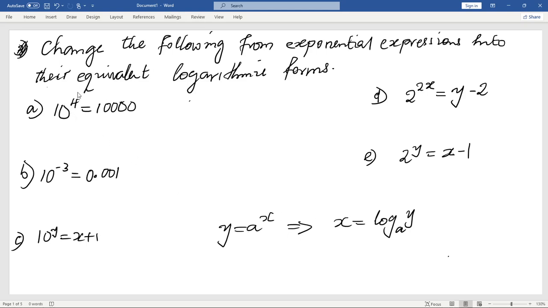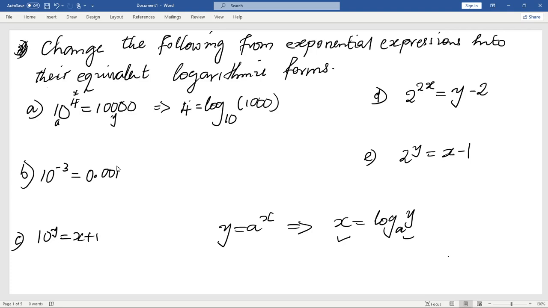So when you look at this question that we have here, the first one, you notice that in this case this is your y, this is your x, and this is your a. Meaning that if you were to change into this form, where there's x here, we said our x is 4, so we're going to say 4 is equal to log 10,000 to the base 10, because our 10 here is the a that we have in this case.